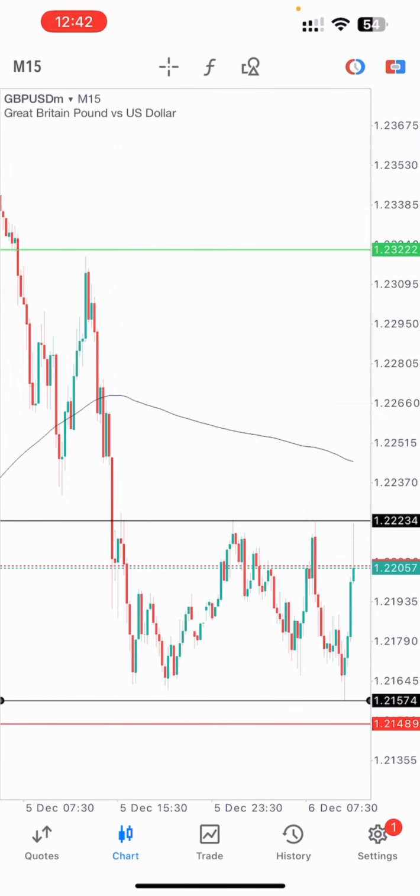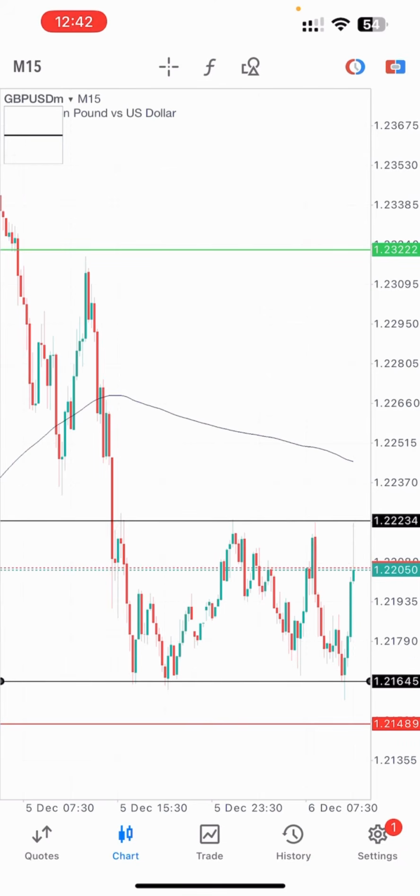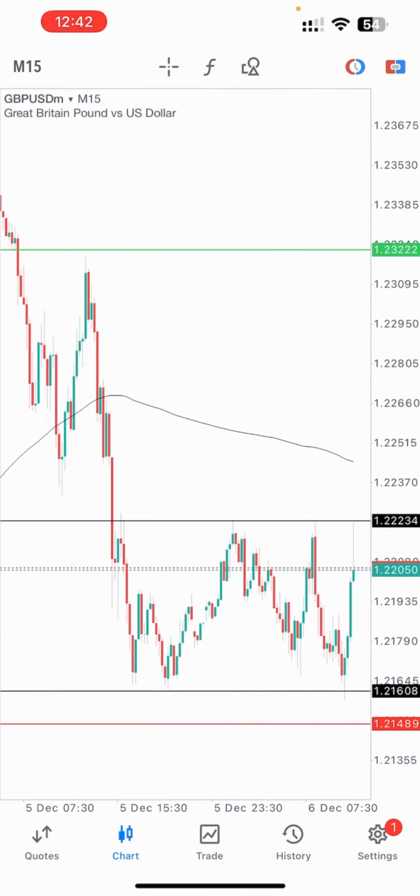It sells down to the one below, which is 1.21574. Just follow the black line. This one now, this is the black line I'm moving right now. Once GBP sells to this point, anywhere around this zone, it touches it and it buys back to this place, anywhere around this zone. Now this is what we call support and resistance.